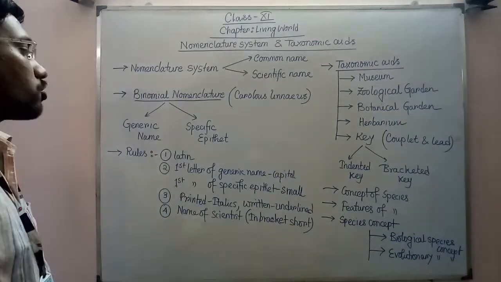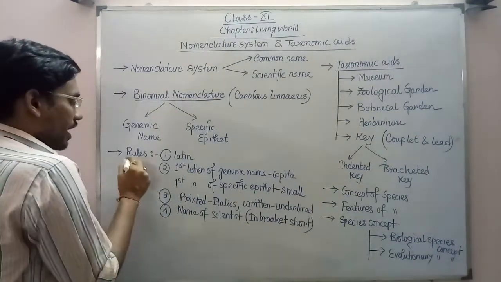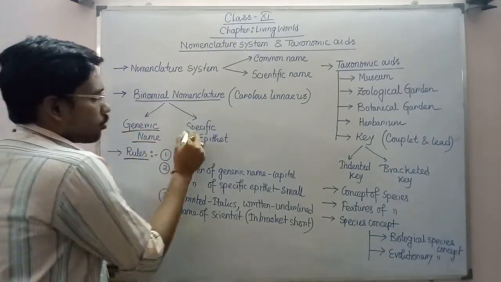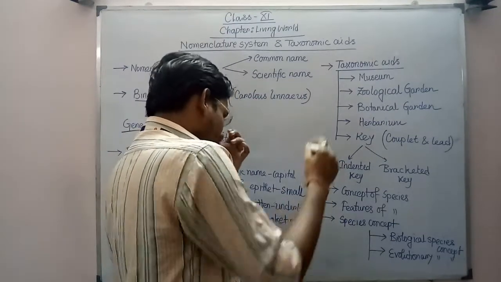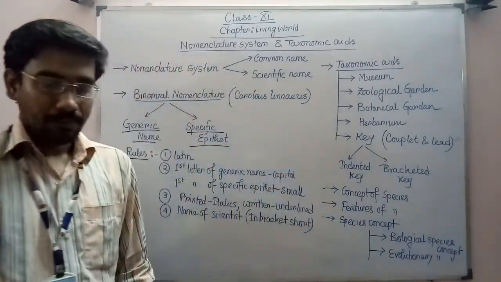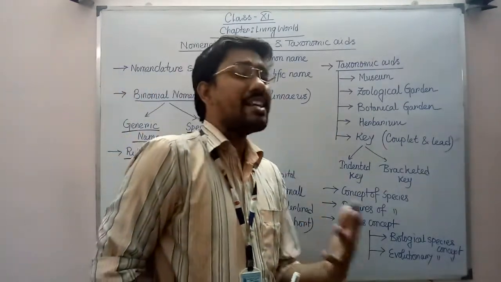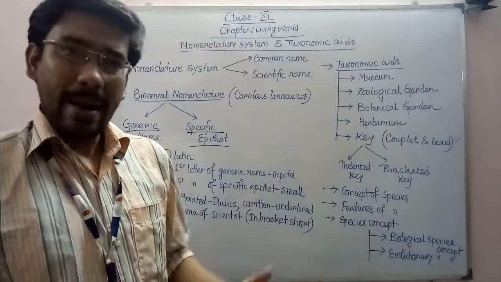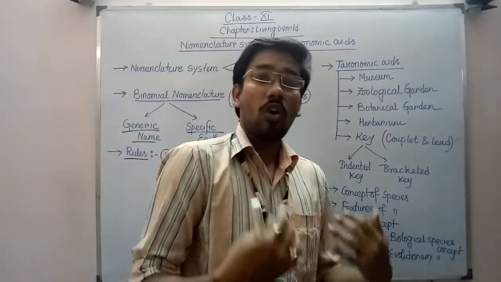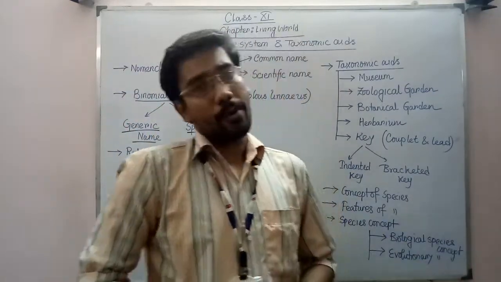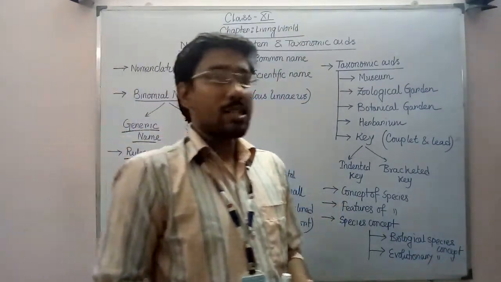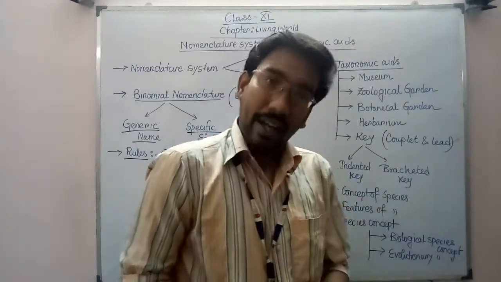So these rules we have to strictly follow when we are naming any organism. Okay, now we are moving on. I am moving to the next and last part of this chapter, that is taxonomic aids. What are the taxonomic aids? Aids means some tools or equipments or methods which we are using for taxonomic classification of various organisms. So those tools or equipments or methods or mechanisms are commonly known as taxonomic aids.